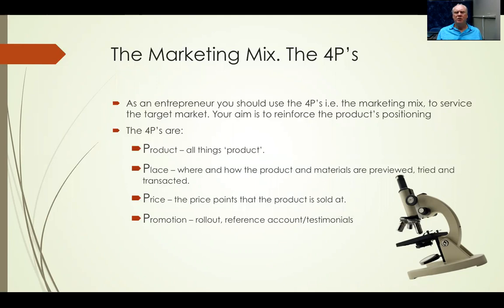So the 4 Ps are, first, the product, in other words, pertaining to all things about the product. Second, place, in other words, where and how the product and materials are previewed, tried and transacted. Third, price, in other words, the price points that the product is sold at. And finally, the promotion methods used, including the rollout and the reference accounts and testimonials from satisfied customers, and the different promotional methods used.